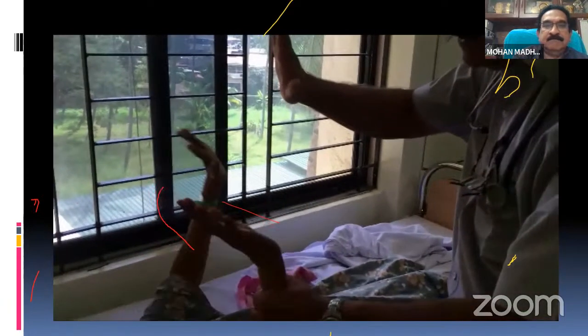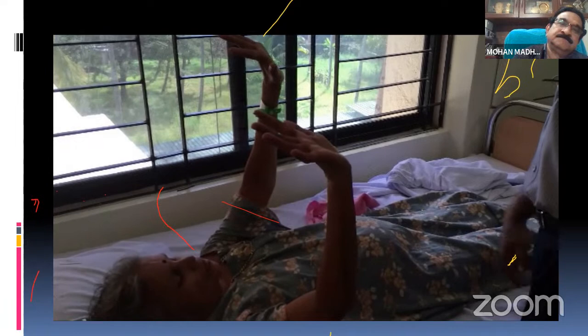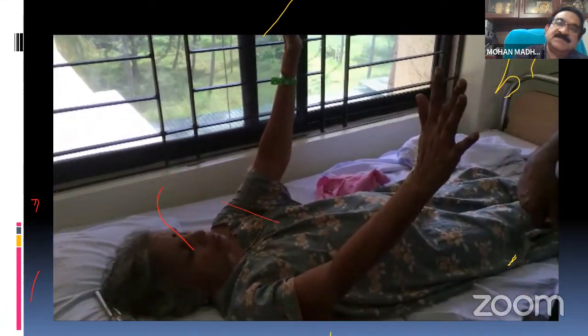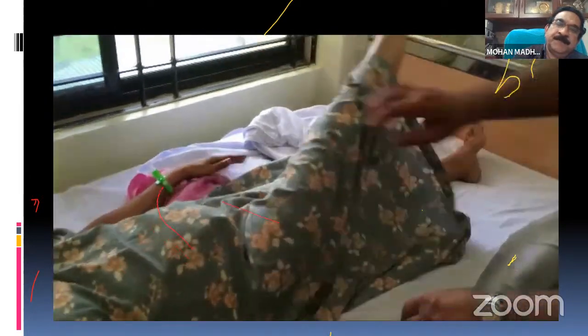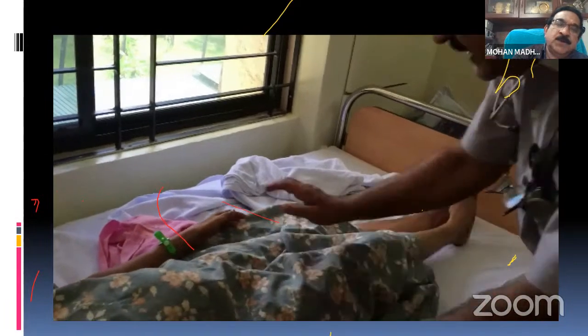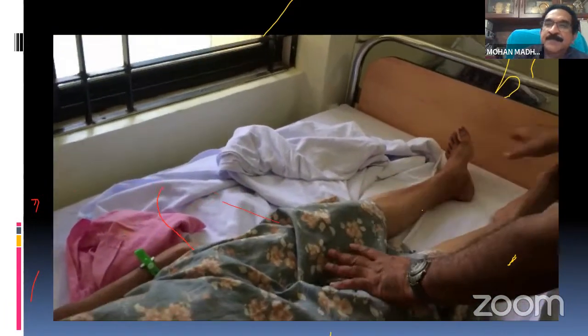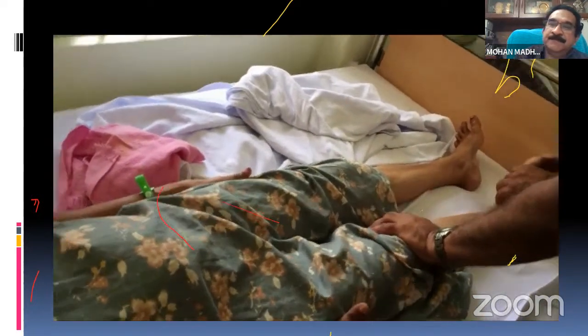Like that with eyes closed. But closing the eyes, the hand drifts down. Power is normal, only there is apparent weakness due to disturbed position sense, which may not be real. It is not her power, it is the position of the limb.